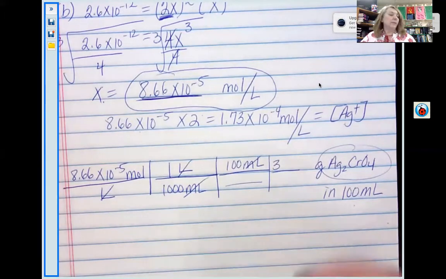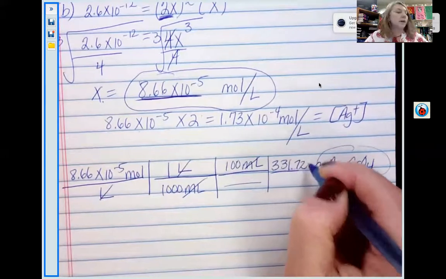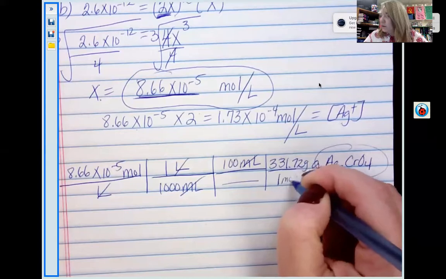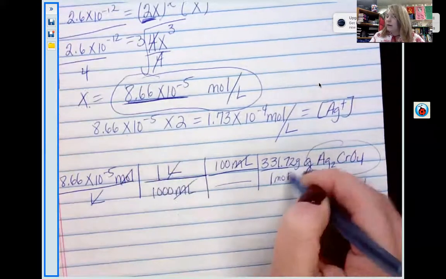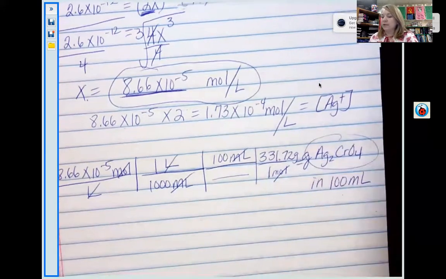Actually, I have these already written out. 331.72 grams in 1 mole. Right, so moles are going to cancel right here, and you're left with grams. So then you just need to do your dimensional analysis there.